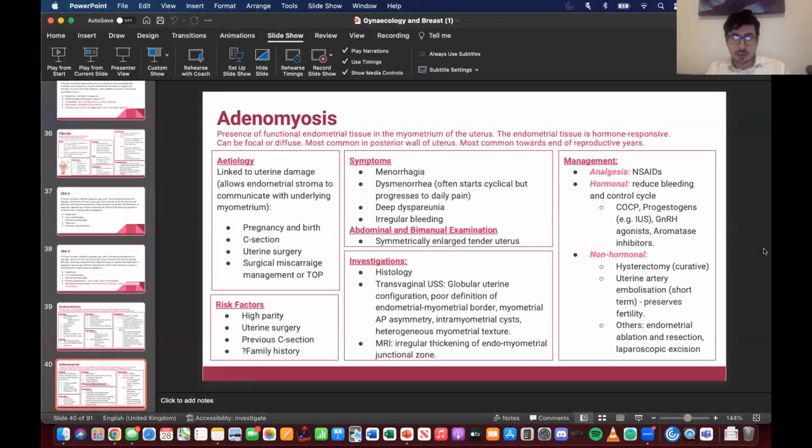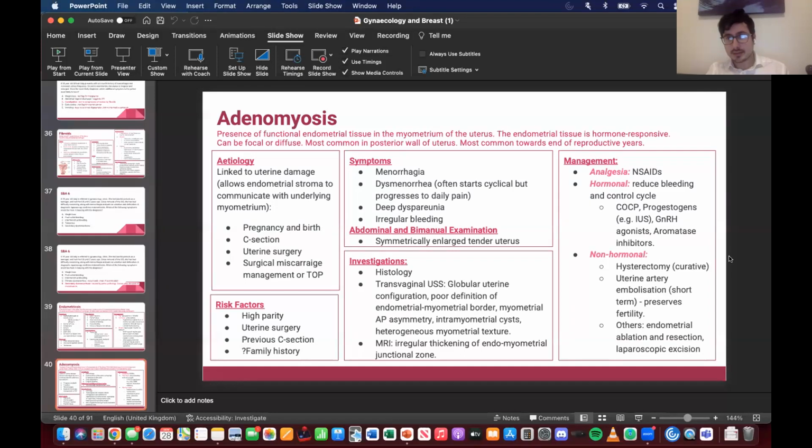What investigations are you going to do? A transvaginal ultrasound is the most common investigation you do. And how do we manage it? Again, pain is a feature here. NSAIDs, if not, hormonal, such as the combined pill or progesterone pills. And if the uterine cavity is not distorted, you might want to do an IUS.